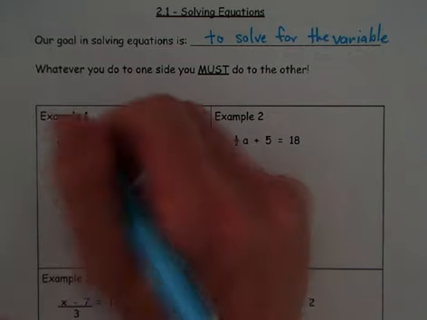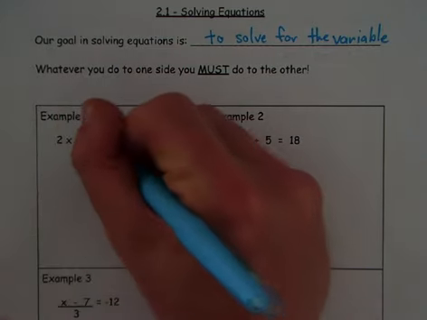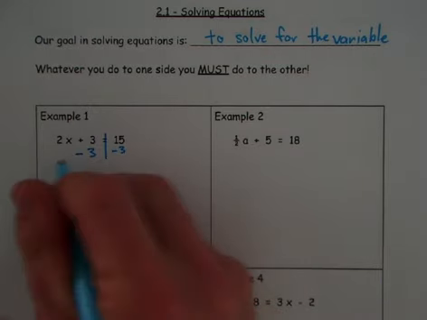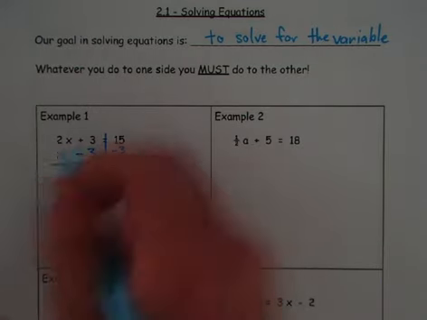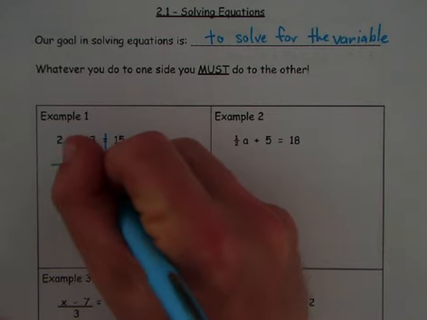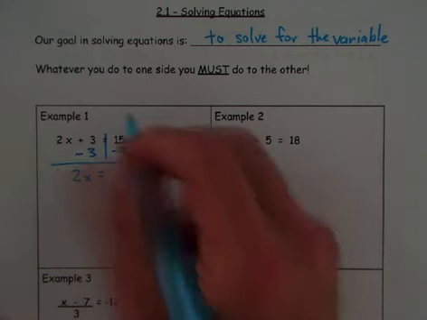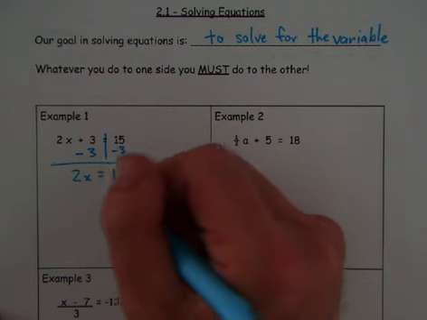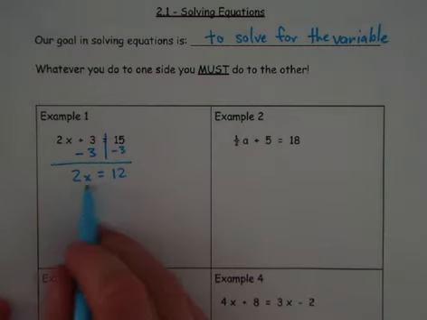If I'm going to do that to one side of the equation, I have to do it to the other, so I'm going to subtract 3 over here. I'm left with only 2x on the left, and that's going to equal 15 minus 3, which is 12. We're getting closer. Now we have 2x equals 12.